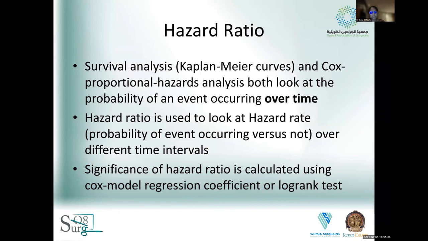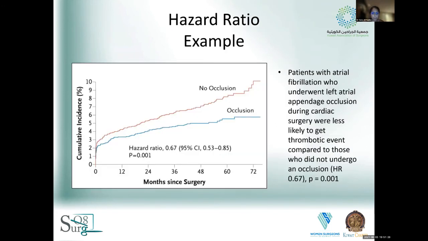If a hazard ratio is significant, we're calculating using a Cox model regression coefficient, which you don't need to know how to do, you just need to know how to interpret p-values. And for survival analysis, we do something called the log rank test. Again, you don't need to even know how to calculate it. If you need it to be calculated, you can get a statistician to help you, or maybe you already know how. And then if you're reading research papers, you just need to know the very basics, okay?